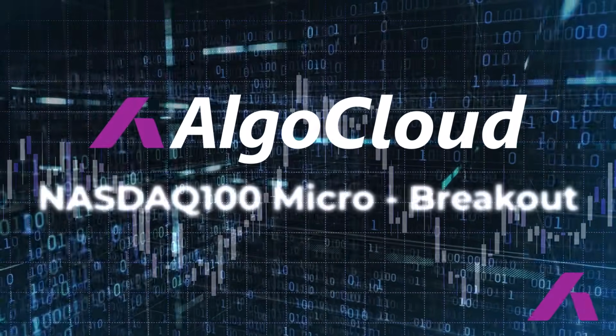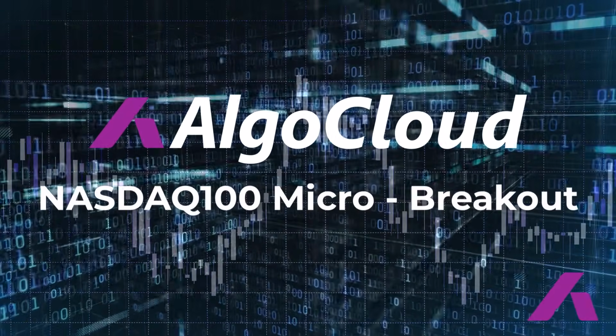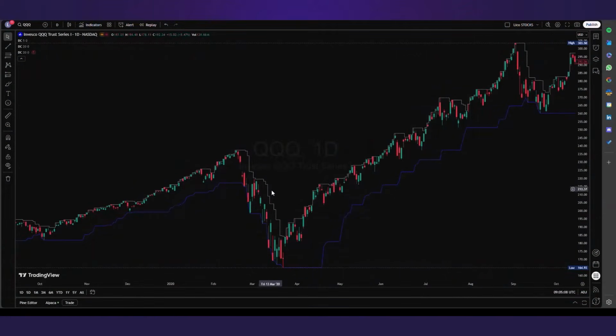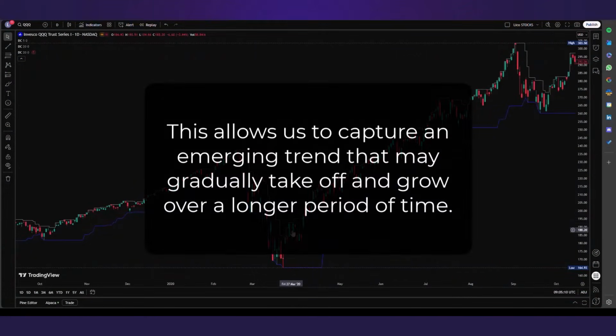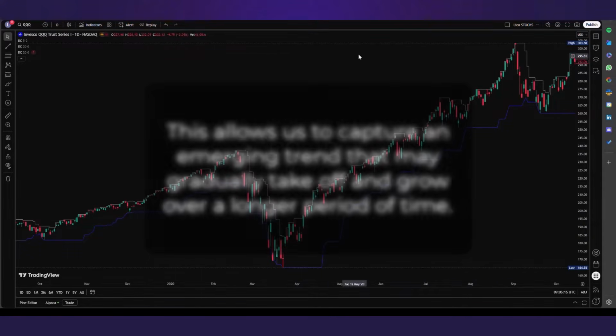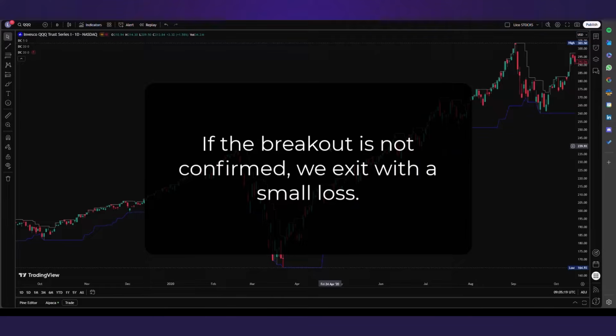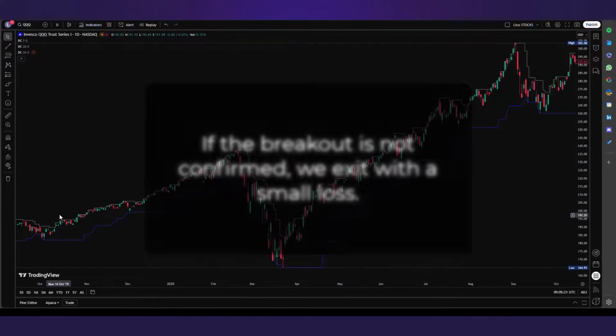Today, I will show you a strategy that buys a short-term breakout, but holds it for a longer period of time. This allows us to capture an emerging trend that may gradually take off and grow over a longer period of time. If the breakout is not confirmed, we will exit after a while with a small loss.